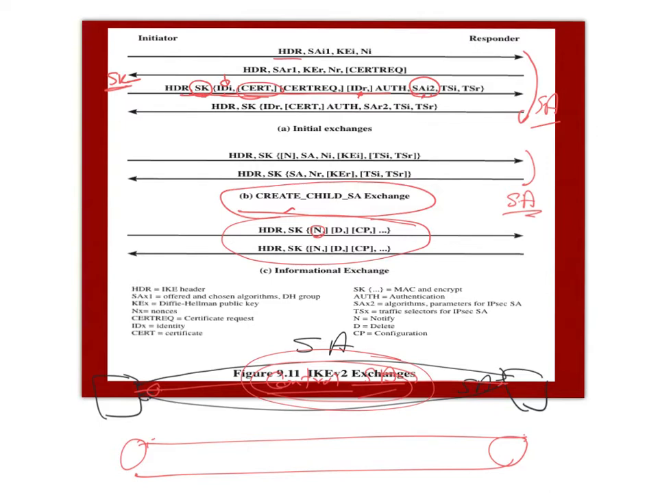So this is the security association for the data tunnel, and I'm encrypting everything using the shared key that we agreed on, and I'm sending my certificate to authenticate myself. So this is the most important thing. This is the security association that we need to establish, right?